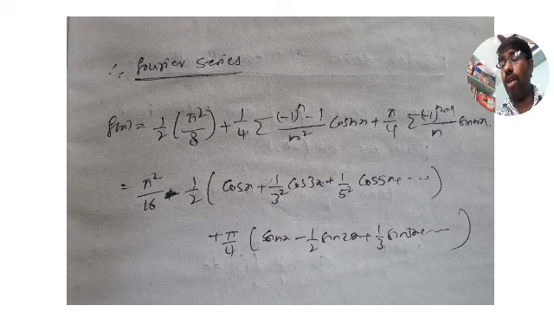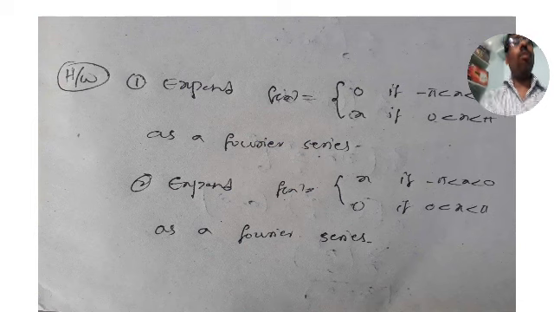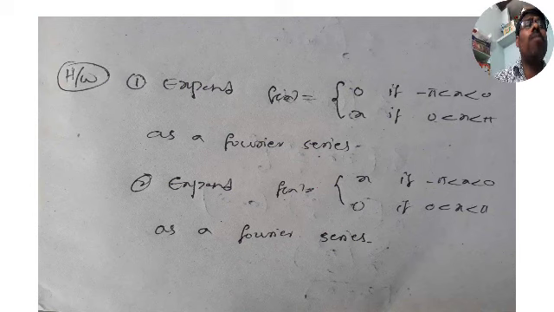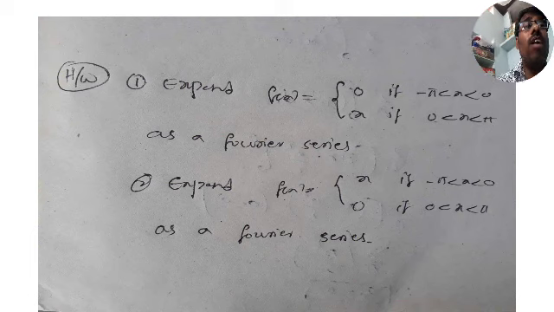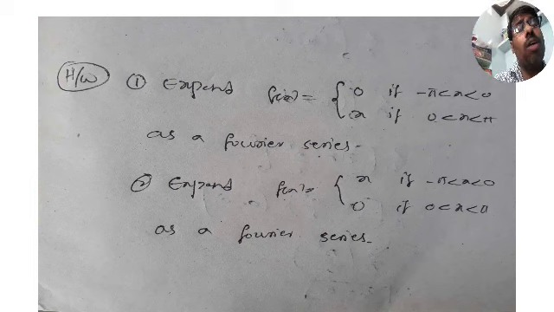Now shall I give homework? Yes, let us go to the homework now. So homework is this: discontinuous functions, expand f of x. How is it defined? f of x from minus pi to 0 is 0, and from 0 to pi it is x. To the left side of 0 the value is 0 and to the right side of 0 the value of the function f of x is x. That's why it is a discontinuous function. Now you have to find the Fourier series for this discontinuous function.